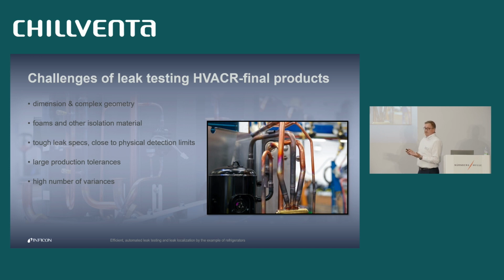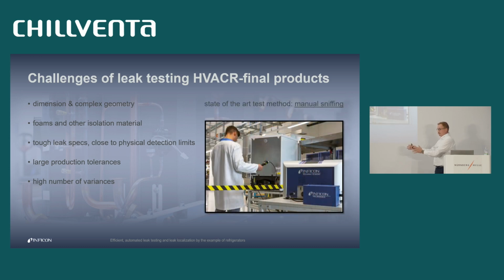Next one, we have very tough leak specifications. So in refrigeration, air conditioning, we are looking for very, very small leaks, which are pretty close to the physical detection limits of many test methods. We also have large production tolerances, especially if you see these pipes. There's also a production tolerance. Even if you have exactly the same product, it may look different from one product to the next one.